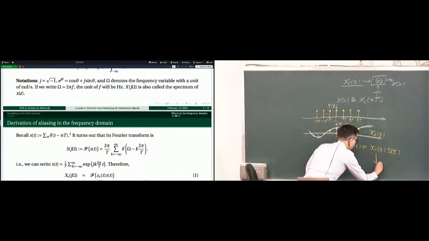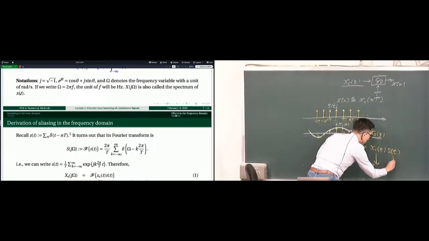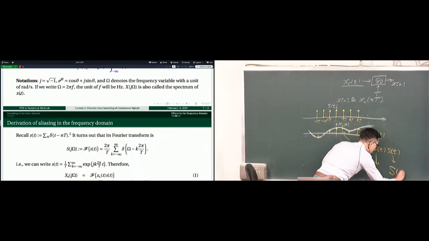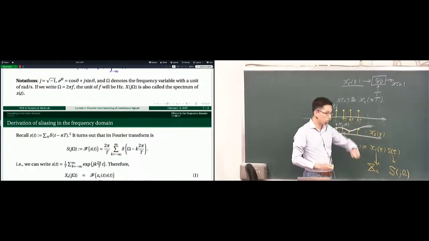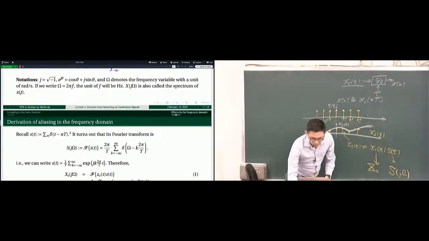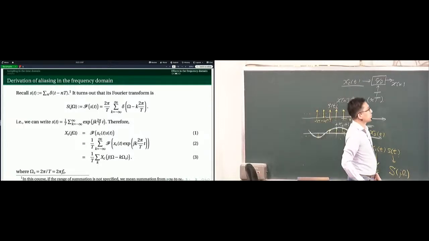Xc has a spectrum that we are going to denote as big Xc. That's the notation. And s of t will have a spectrum that we can denote as big S in the frequency domain. In the next slide, we are going to go slowly, hopefully we can finish this derivation. We are going to see what's going on when we multiply these two signals in the time domain and then take the Fourier transform.